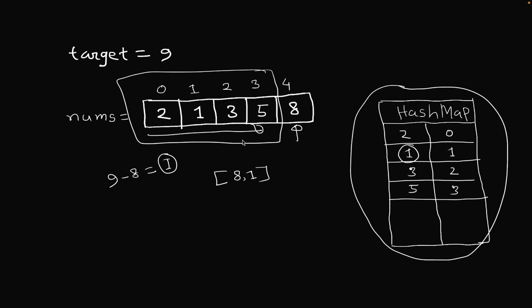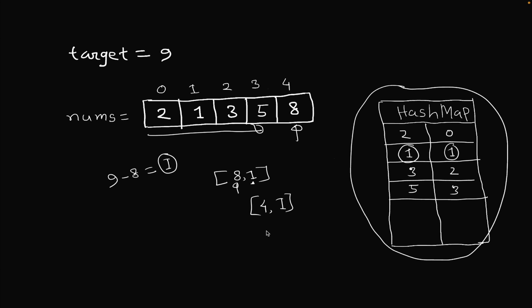So we are going to find the index of our current element. The index of our current element is 4, and the index of this 1 that we have in our hash map is 1. So we're going to return 1 4. Also you can return in this order, 4 1. Both answers are valid. You have to return the indices of the pair that adds to the given target. This is how we can solve this problem.